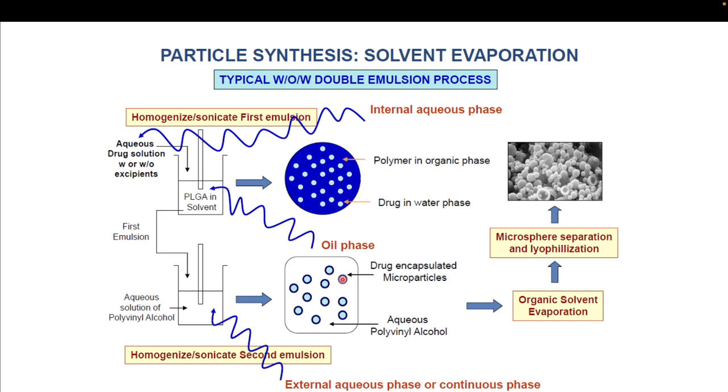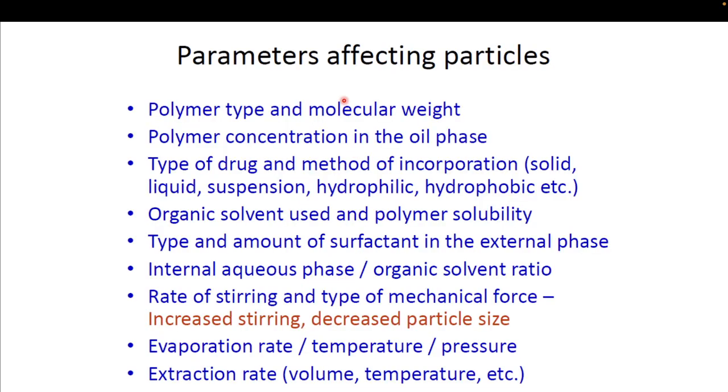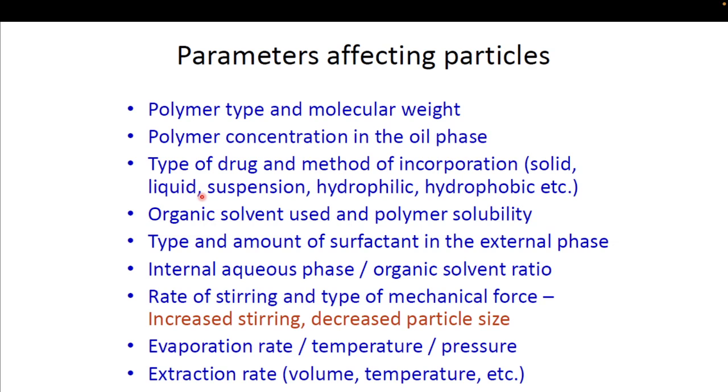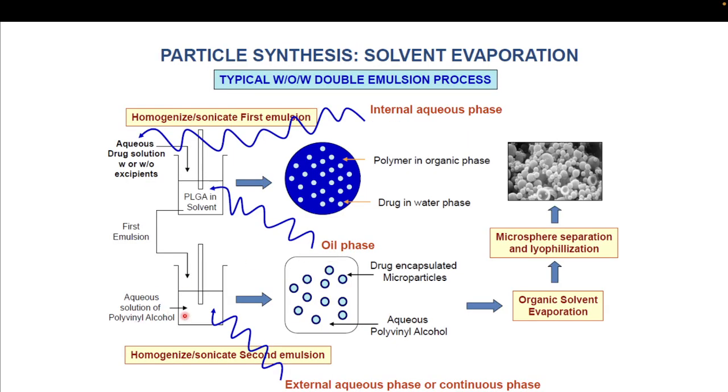So there are various parameters which will affect how these particles are made. These are polymer type and molecular weight. What polymer you are using, in this case they've used PLG, so this could vary, and that is going to affect how these particles are made. The molecular weight will also affect it. What concentration of polymer you have put into the oil phase changes a lot of things. Your type of drug and the method of incorporation will also change the way these particles are made, and various other parameters like organic solvent, and the type and amount of surfactant that you are using, in this case PVA.